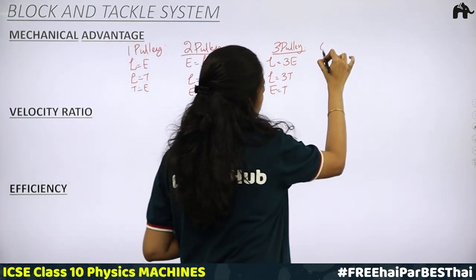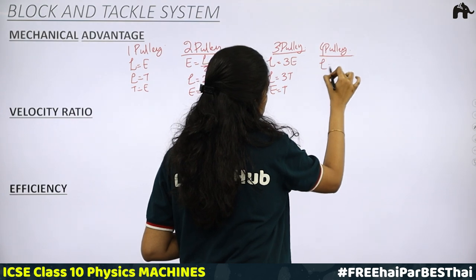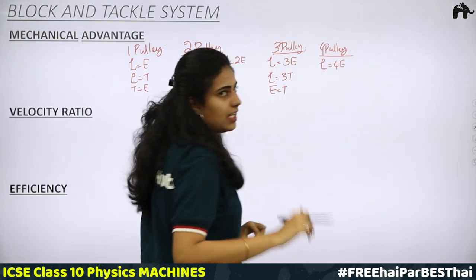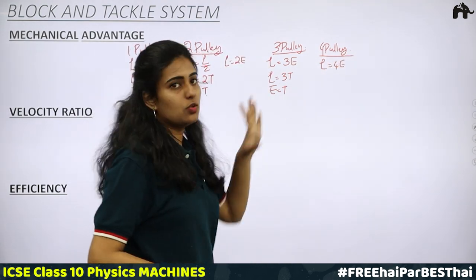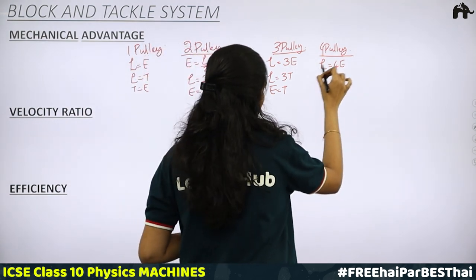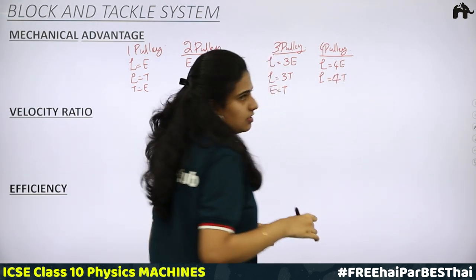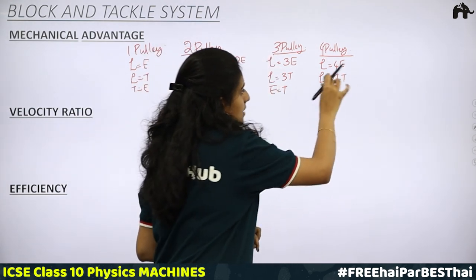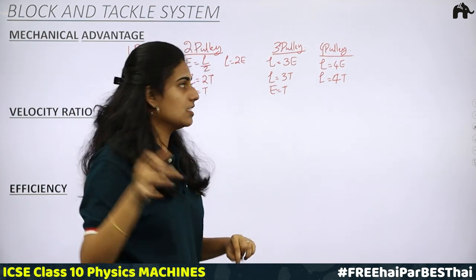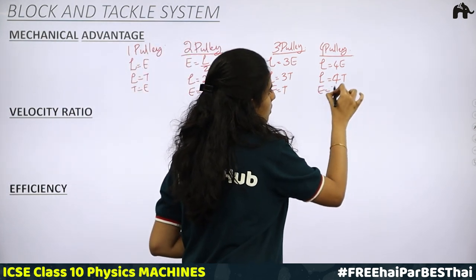Now 4 pulley system. In 4 pulley system, what we got? The load is equal to 4 times effort. Effort is 25 Newton, and the load is 25 into 4, which is 100 Newtons. Which means the load will be equal to 4 times tension, T plus T plus T plus T. We have seen that 4 ropes were there. And the effort will be equal to the tension.